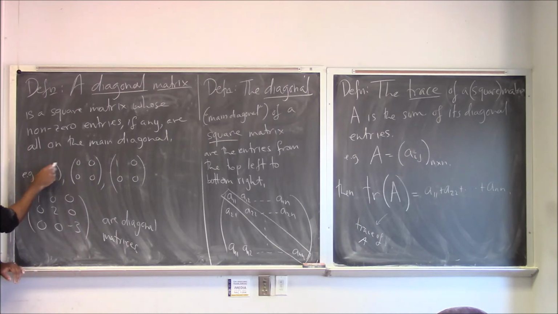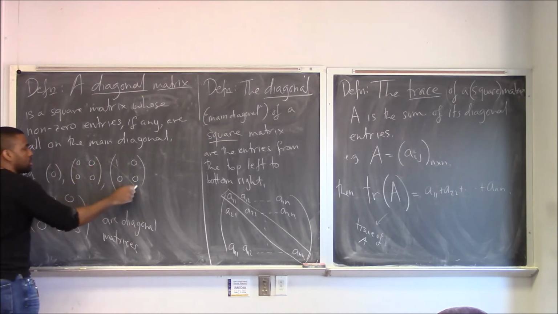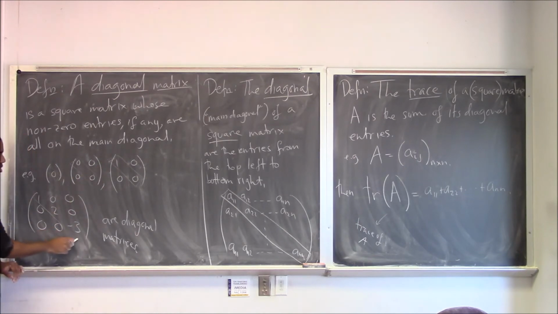If you look at their main diagonals, if any non-zero number occurs, it will be on that diagonal. But of course, it doesn't have to be non-zero. The important thing is, literally everywhere else there are only zeros. If I have a zero in here, it's not a problem. But any non-zero number that occurs has to occur on this main diagonal. Such a matrix is called a diagonal matrix.